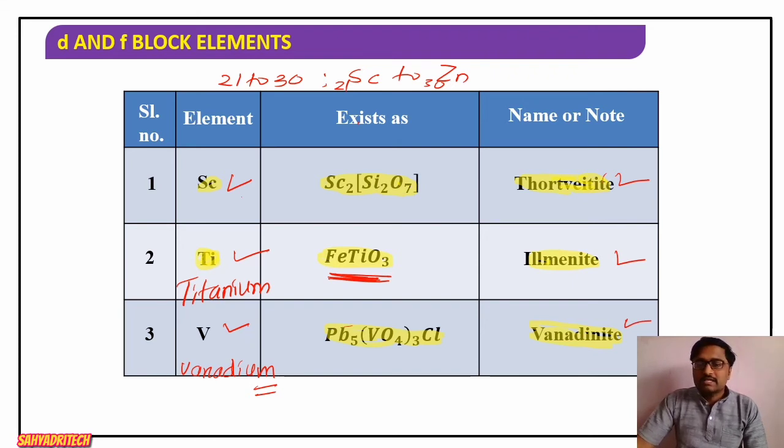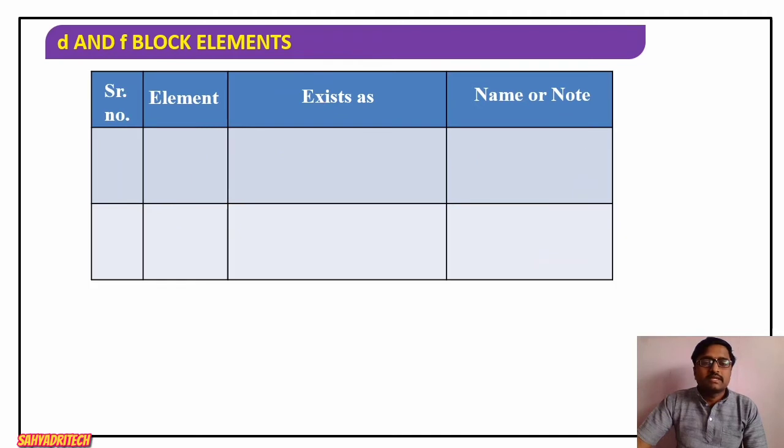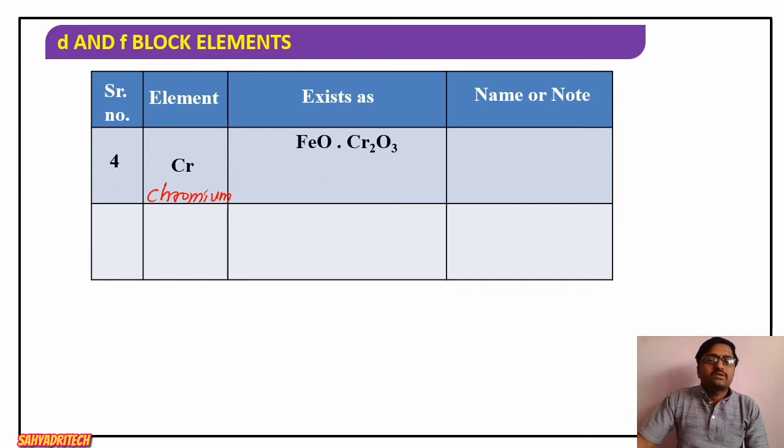Coming to the next member of the 3d series, the fourth one, chromium, Cr. Chromium exists as FeO.Cr2O3, a mixed oxide of iron oxide and chromium oxide. It is named chromite. So chromite is one of the ores of chromium.